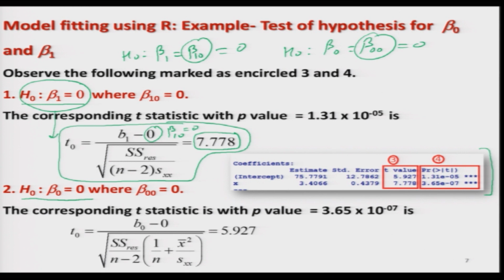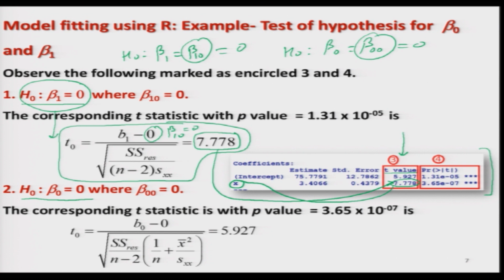is shown here. Try to see the movement of my pen. This is here. So, if you consider the column number 3, here is the value 7.778, which is the t value, and this t value corresponds to the slope parameter.